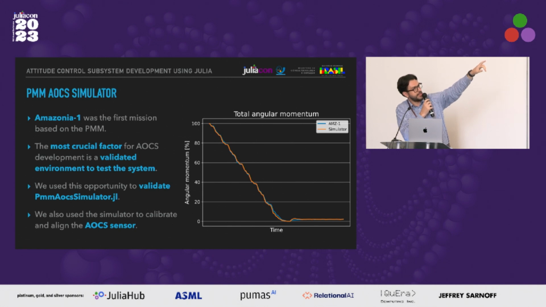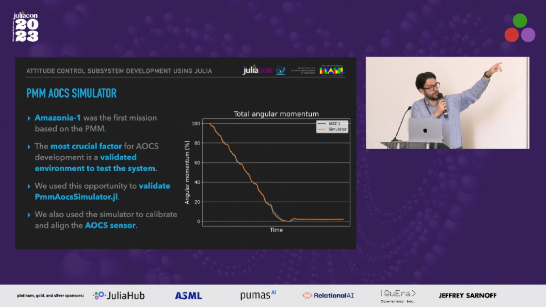In that figure, the orange curve is what the simulator said: Amazonia 1 will do this. And the blue curve is what Amazonia 1 really did. It is the total angular momentum on the reaction wheel set. There are a lot of curves besides that. You can see the match is almost perfect. We cannot have a perfect match because the initial state was obtained from sensors and the sensors have errors, but it's a very good one. So we can say that the simulator is validated by looking at this picture.